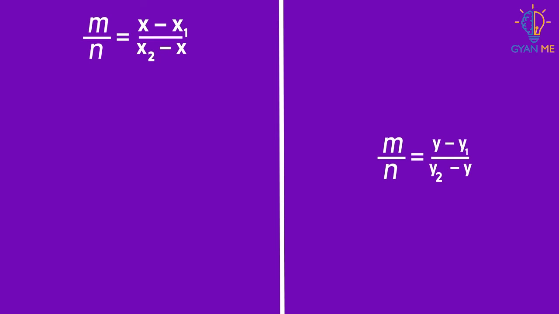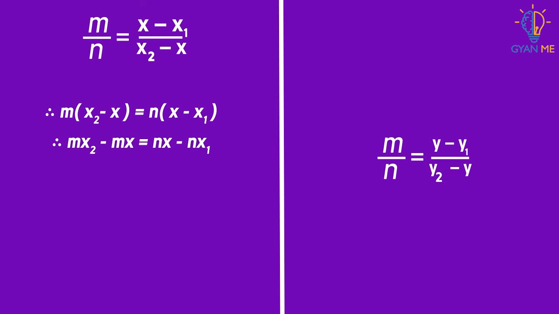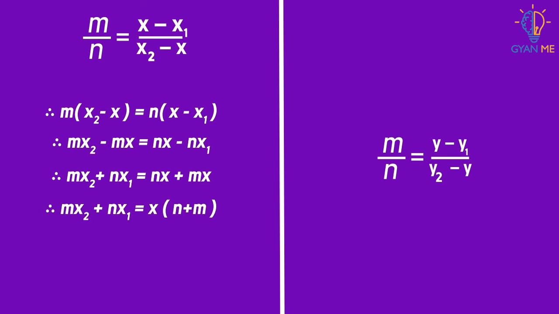After cross multiplying, we get m into x2 minus x is equal to n into x minus x1. Therefore, mx2 minus mx is equal to nx minus nx1. On further solving, we get mx2 plus nx1 is equal to nx plus mx. Therefore, mx2 plus nx1 is equal to x into n plus m. Therefore, mx2 plus nx1 upon m plus n is equal to x. After rearranging, we get x is equal to mx2 plus nx1 upon m plus n.